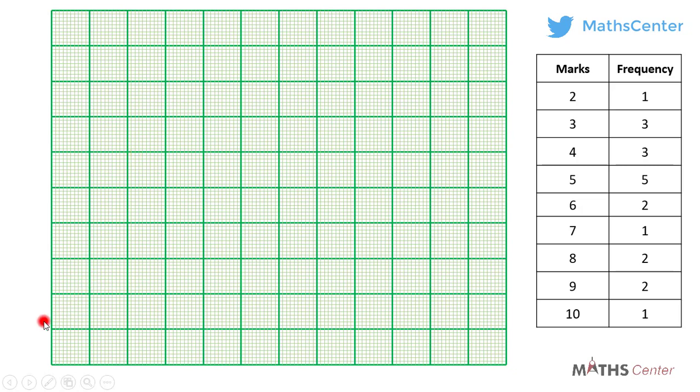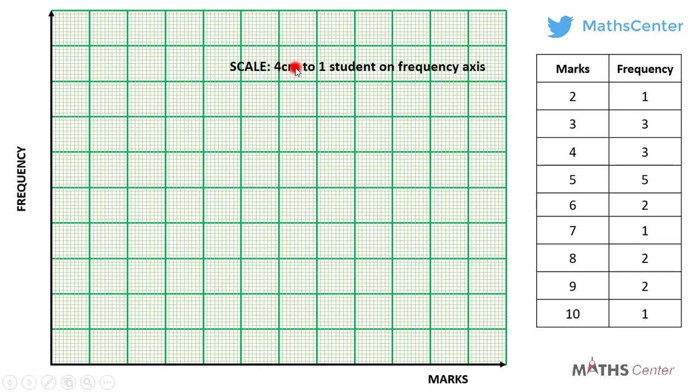As we saw from the previous video, usually on the bar chart, the marks are on the horizontal axis, and then the frequencies are on the vertical axis, just as we have here. We will have to choose a scale for our frequency axis. Looking at the numbers that we have here, I'm going to choose a scale of 4 centimeters to 1 unit. So I'll use this scale to number the frequency axis.